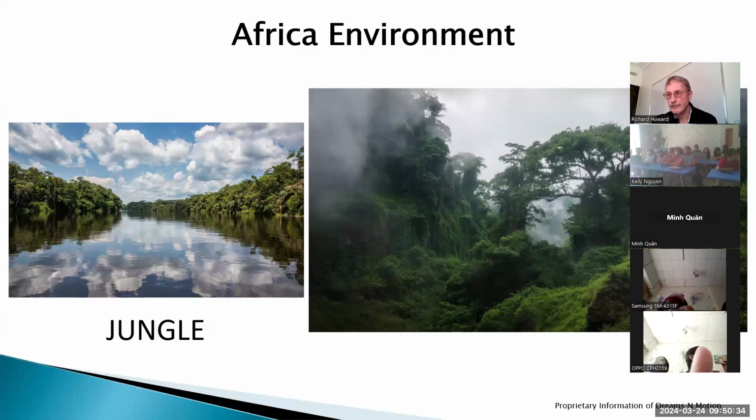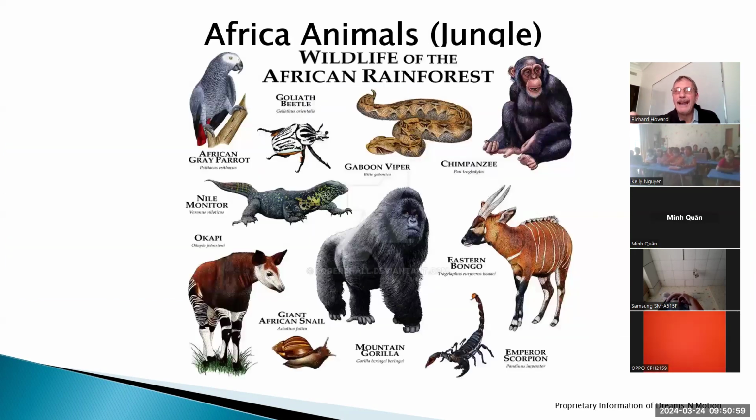It's the opposite of the desert, right? The desert doesn't rain very much. There are not very many trees and rivers. But in the jungle, like in your country in Vietnam, and in Thailand, different parts of Asia, Indonesia, you have a lot of jungle. Some of the animals we see in the jungle include parrots, snakes, lizards, gorillas, chimpanzees, many different things.